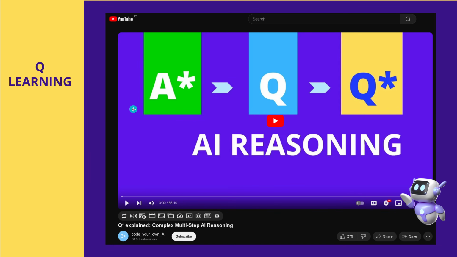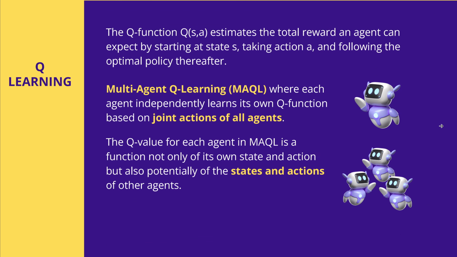If you're not really sure about Q learning and Q functions, I have here a video where I go from A star to Q learning and from Q learning to Q star. So if you're not sure, maybe have a look here in 55 minutes. I explain here the complete development for AI reasoning.